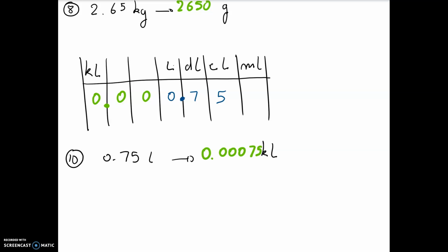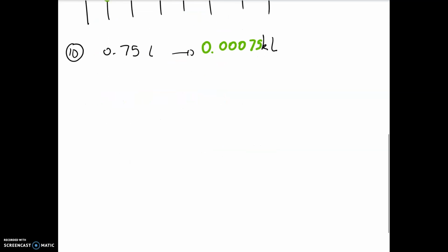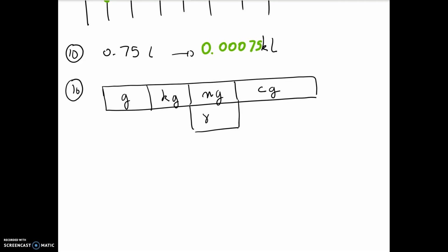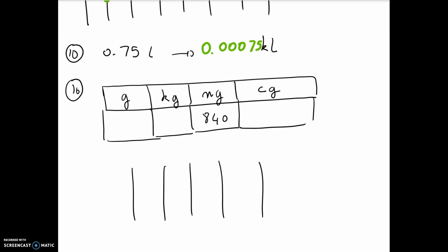Okay, now let's try question number 16. On this question, complete the chart. We have a chart with gram, kilogram, milligram, and centigram. And we know that right here we have 840 milligram. We need to write what it is in kilogram, in gram, and in centigram.